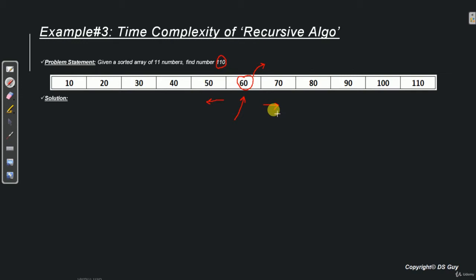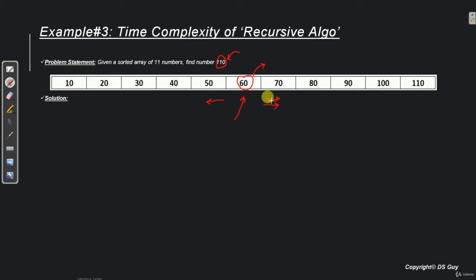Now why do we do that? Because any number which is more than 60 will always be on the right side, because this array is a sorted one. Similarly, any value less than 60 will always be on the left side of this array, because again this array is a sorted one. Now in our example we are looking for 110, which is more than 60. So of course it will be on the right side of this array. So we move towards right.